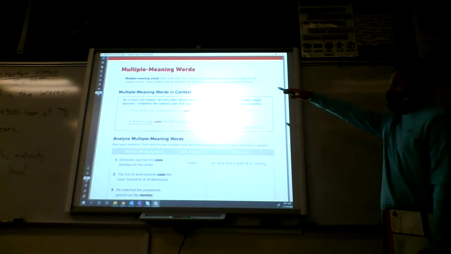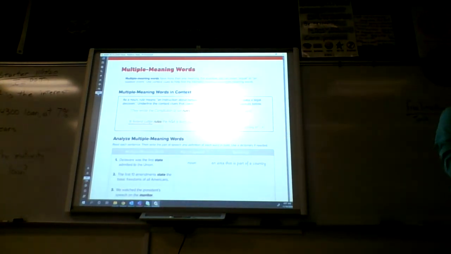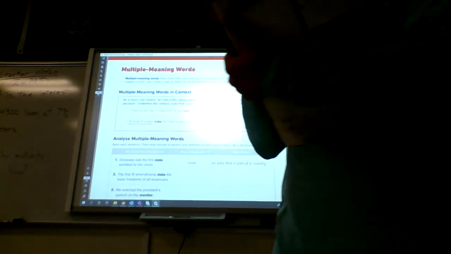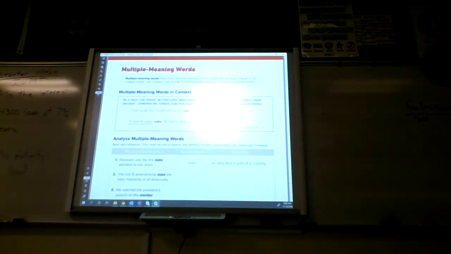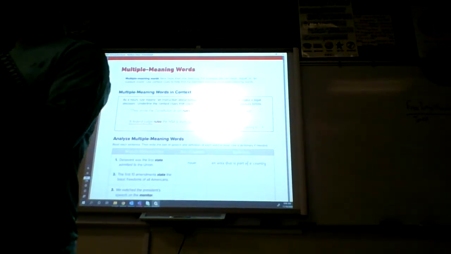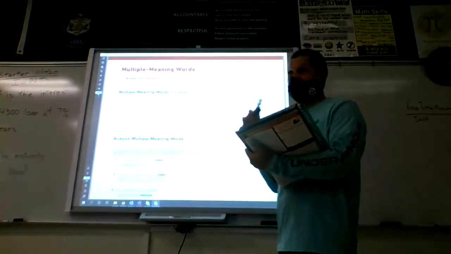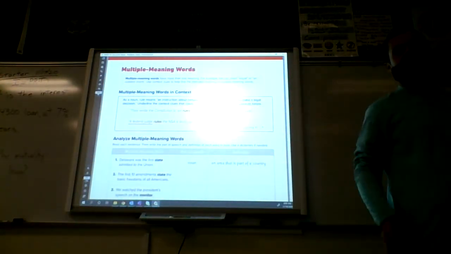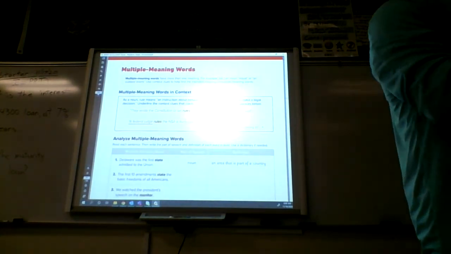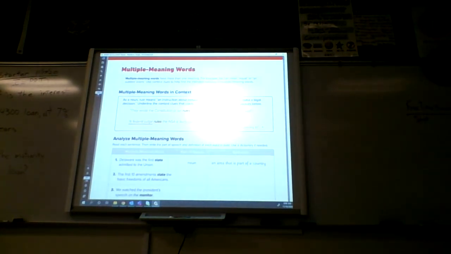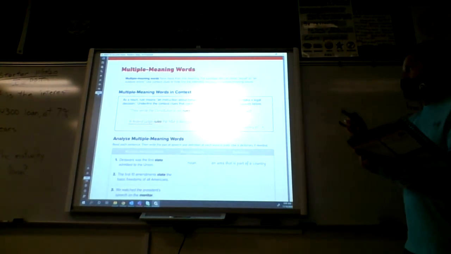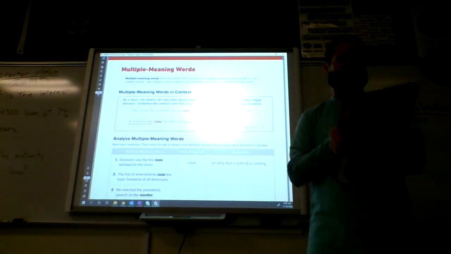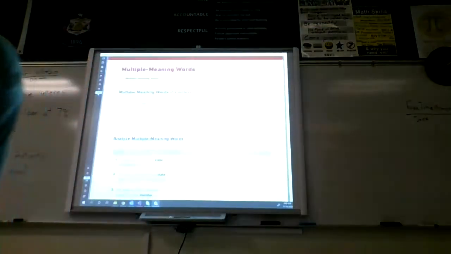I'm just going to read the description up here at the top, so follow along. You don't need to read it out loud, just read along as I read it out loud. Multiple meaning words have more than one meaning. For example, fair can mean equal or an outdoor event. So I could go to the state fair, which is an outdoor event, or I could be fair and give each of you $1, which would be equal, right? We're going to use context clues to help find the intended meaning of multiple meaning words.